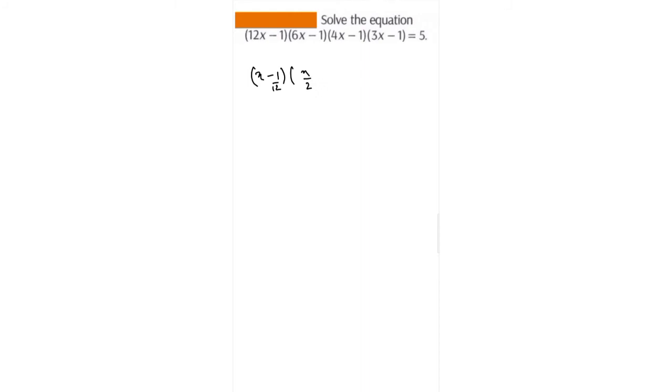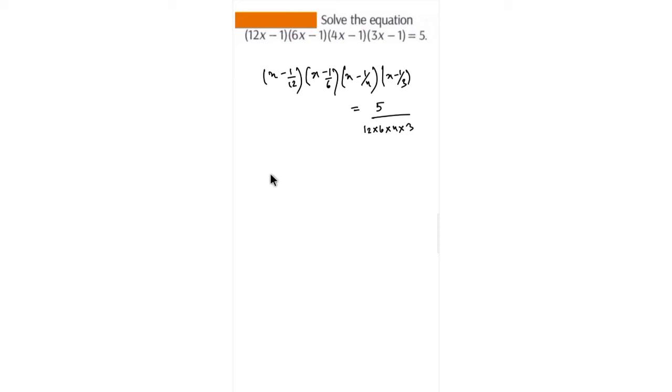No, I need to make sure that in terms of the terms, I'll just take them in this way. I'll take 12 common, so it becomes x minus 1 by 12. Again, if I take 6 common, I get x minus 1 by 6. I can take 4 common, I get x minus 1 by 4. I can take 3 common, I get x minus 1 by 3, which is equal to 5 divided by 12 into 6 into 4 into 3, because these are the terms that we have taken common. So I don't feel I'm wrong here, I've done the calculation in the right way.